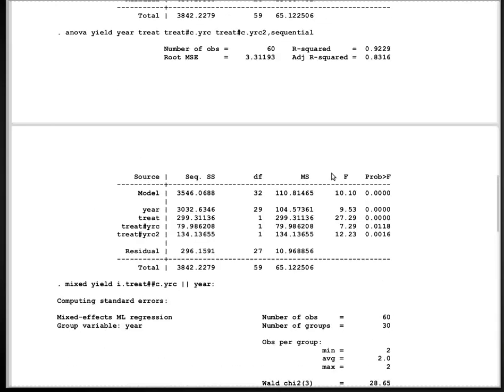Now I'm going to stop there. There are methods that we will be exploring in a later session which make different assumptions and give us a regression analysis equivalent to this analysis of variance. But that's for another time.